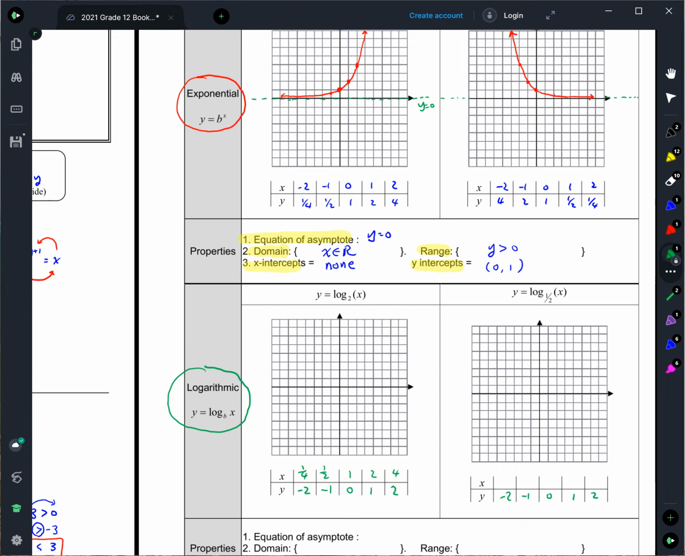Okay, let's plot points. 1/4 is -2, so about there. Half is -1, 1, 0, 2, 1, 4, 2. Okay, so the graph is going this direction instead.